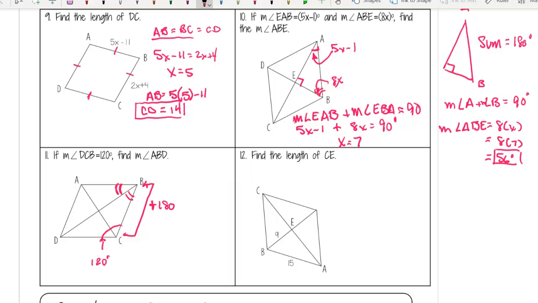So what we're going to do with this is let's figure out this whole entire angle right here. That whole entire angle, we also know, since that's supplementary, is 60 degrees. Well, the diagonal splits that angle in half. So now we know that each of these are 30 degrees and 30 degrees. And we have to find the measure of angle ABD. We got it. The measure of angle ABD equals 30 degrees.